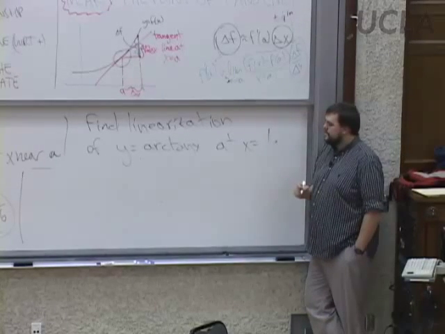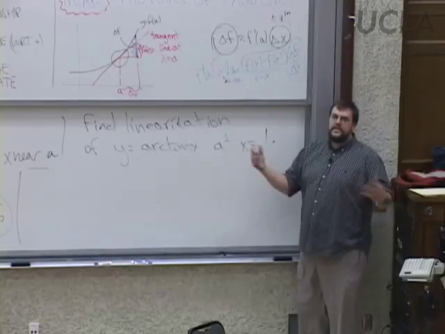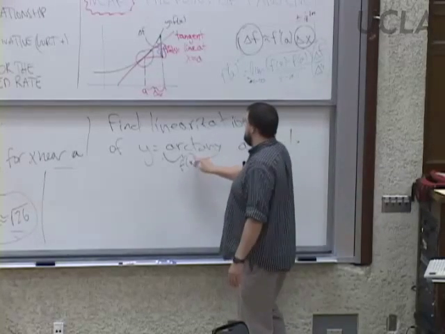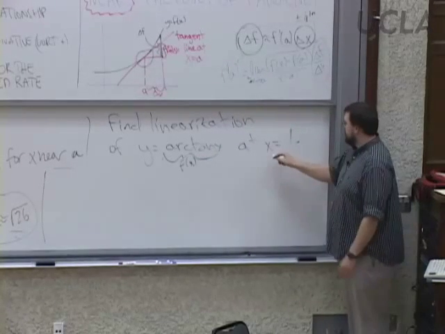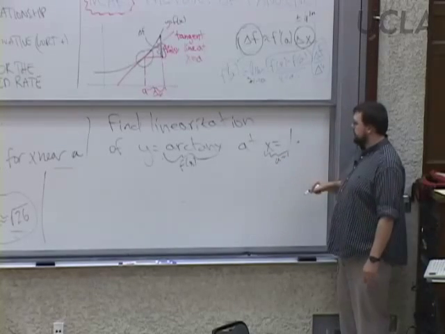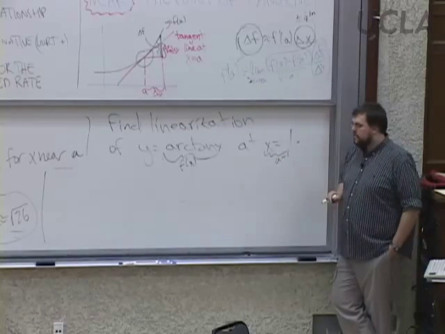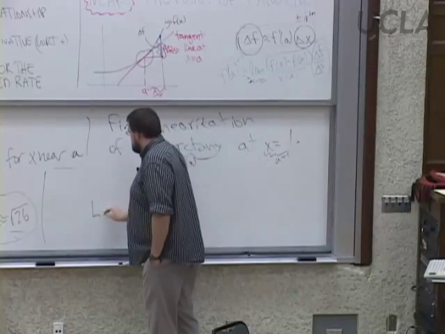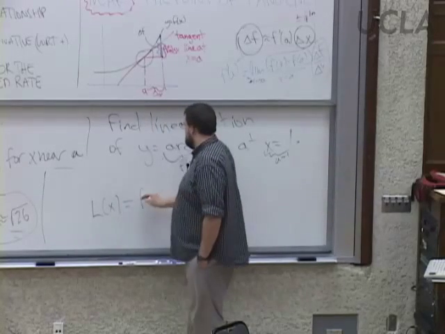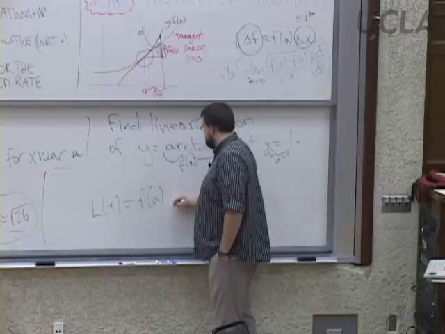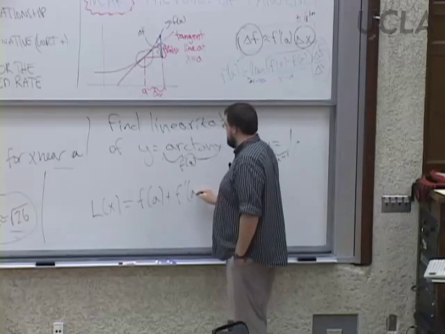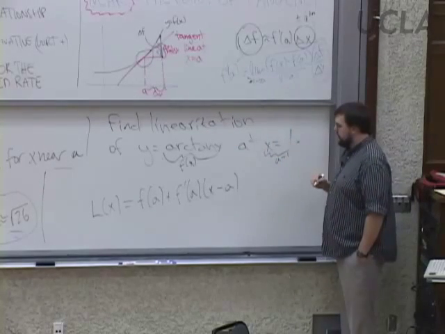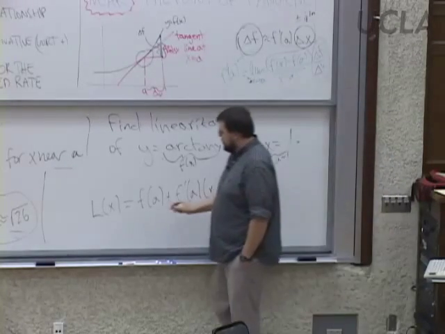So what do we do? Well, we find the tangent line. In other words, this arctangent of x is our f of x here. And this x equals 1 is really saying that a equals 1, if you like to think of it that way. When I'm specifying a point, that's really where my a is. All right, so what do I need? My linearization is going to be my function at my point plus the derivative evaluated at the point times x minus a. So I'm just rewriting what I wrote down over there. There's nothing different.